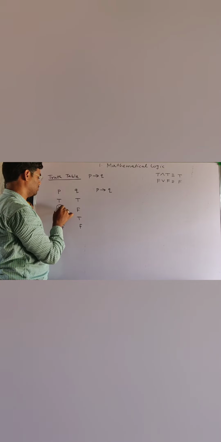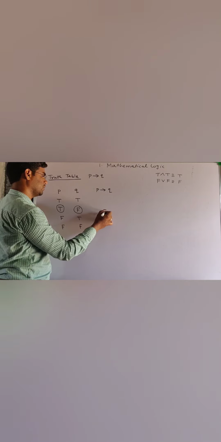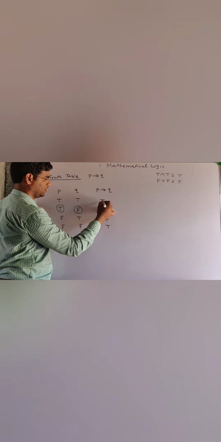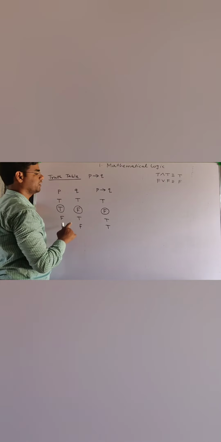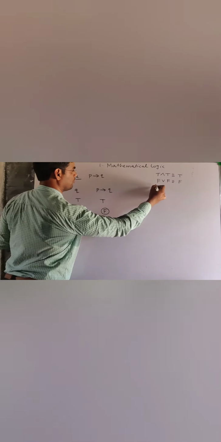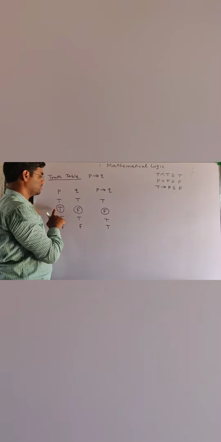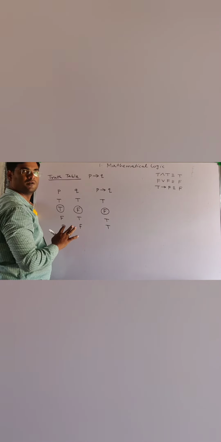If the first statement is true and the second statement is false, then only the resultant statement will be false. Otherwise, the statement is true. So the key rule for implication is T F gives F. For implication, T F is F. If the first statement is true and the second statement is false, then the resultant statement would be false.